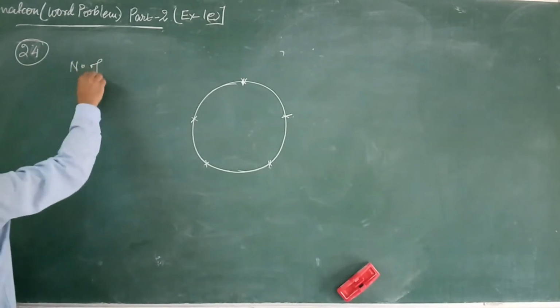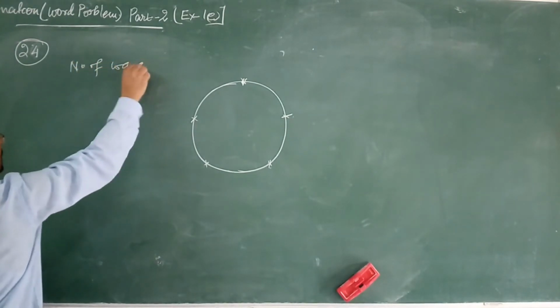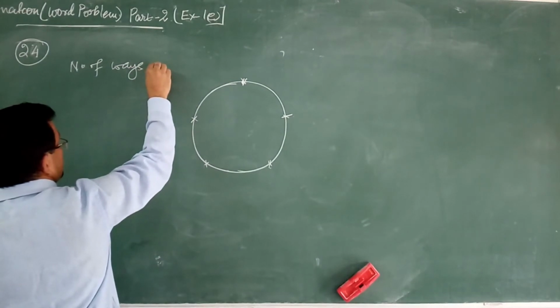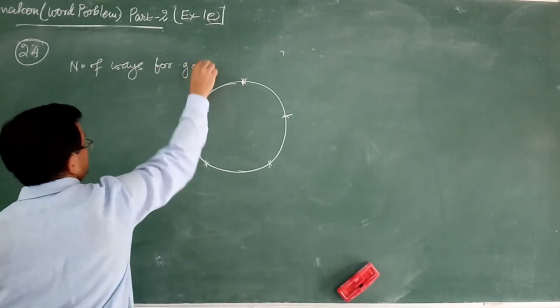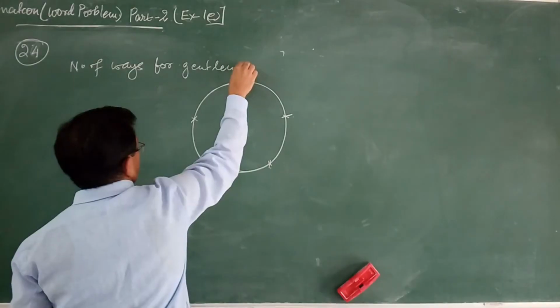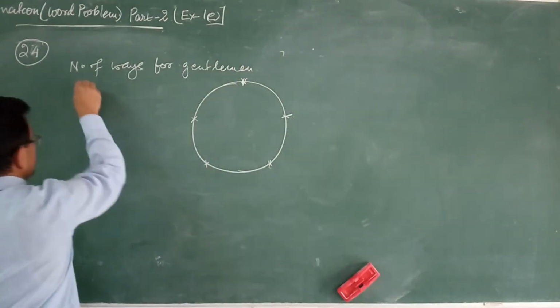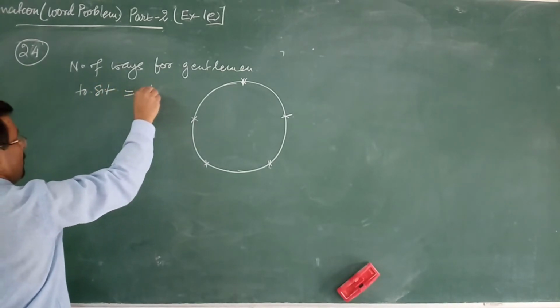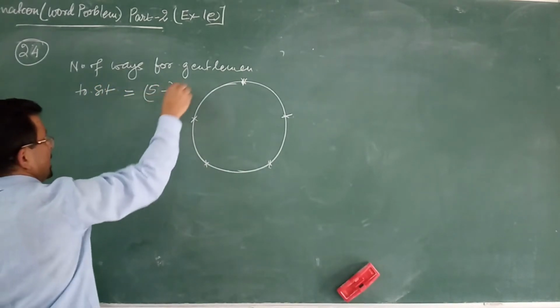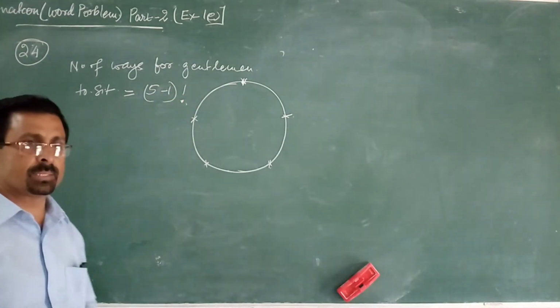Number of ways for gentlemen to sit will be 5 minus 1 factorial. Is this very clear?